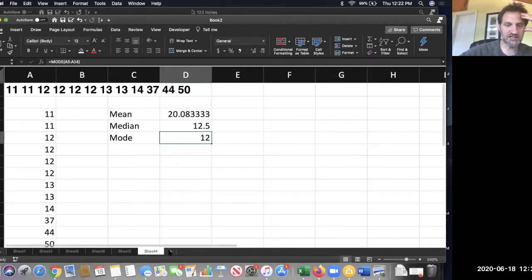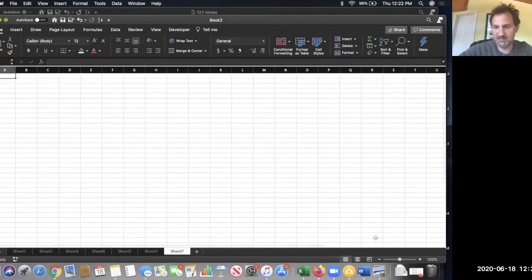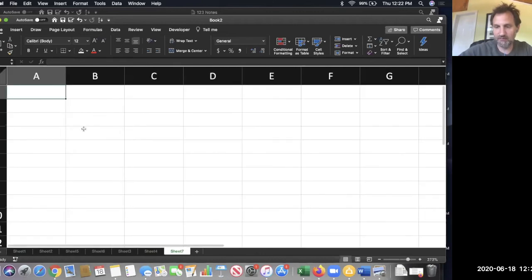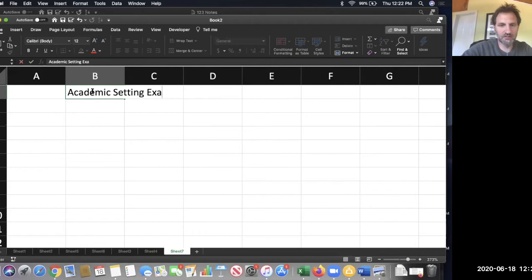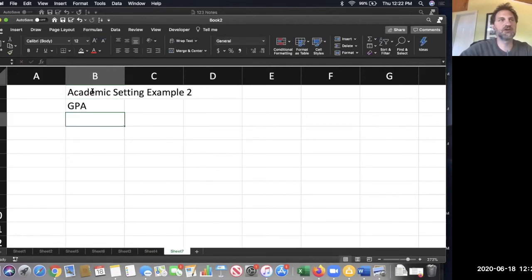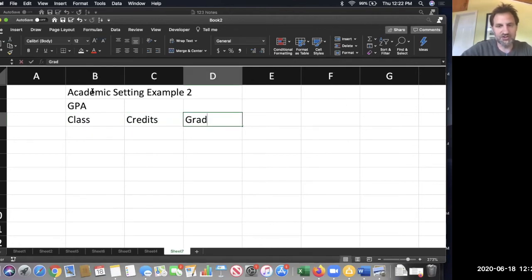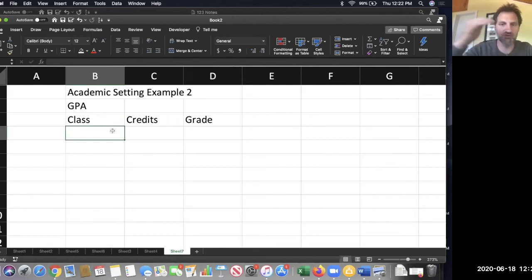Okay, let's look at another academic setting example for weighted averages. GPA is a figure that's used to communicate your average performance in a class. So we could look at different classes, how many credits they are, and the grade that you got, and we could turn that into the GPA using the weighted average process.